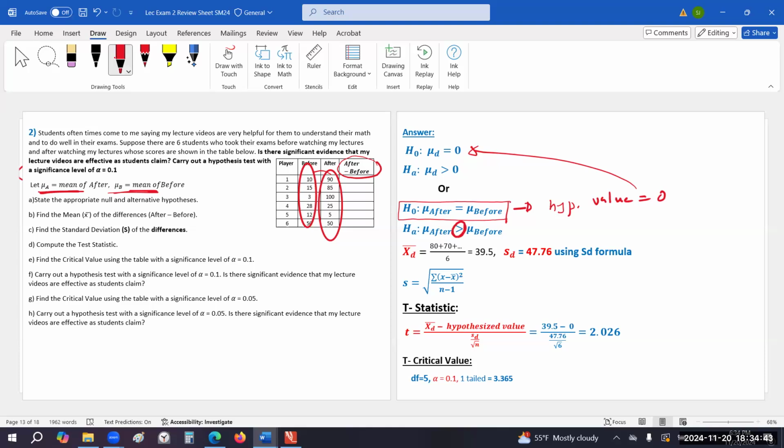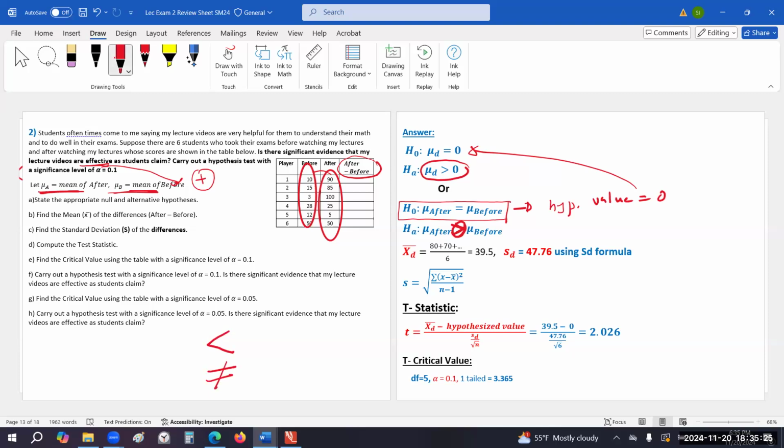In here, they are asking is there significant evidence the lecture videos are effective. So effective means positive. So do we have enough evidence to say that these videos are positively affecting the students? So that's why mu after is bigger than mu before. In other words, our difference is a positive difference. But we have also other scenarios. It could be less than, or it could be not equal.